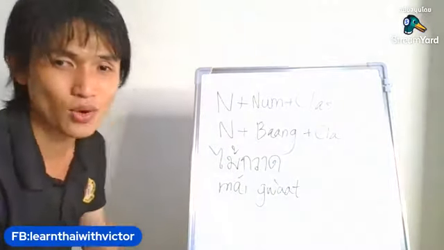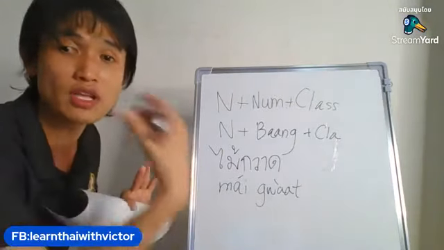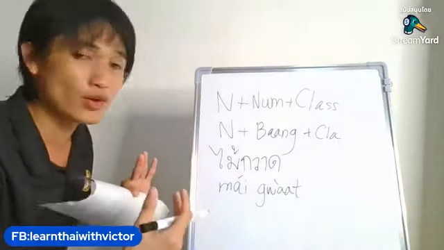So as you can see, when you use the classifier อัน, it is about things in your daily life. Perhaps you see it every day, perhaps in your living room or on the table, something like that. So let's just erase this one first. If I say 6 brooms, how about I say 6 brooms?